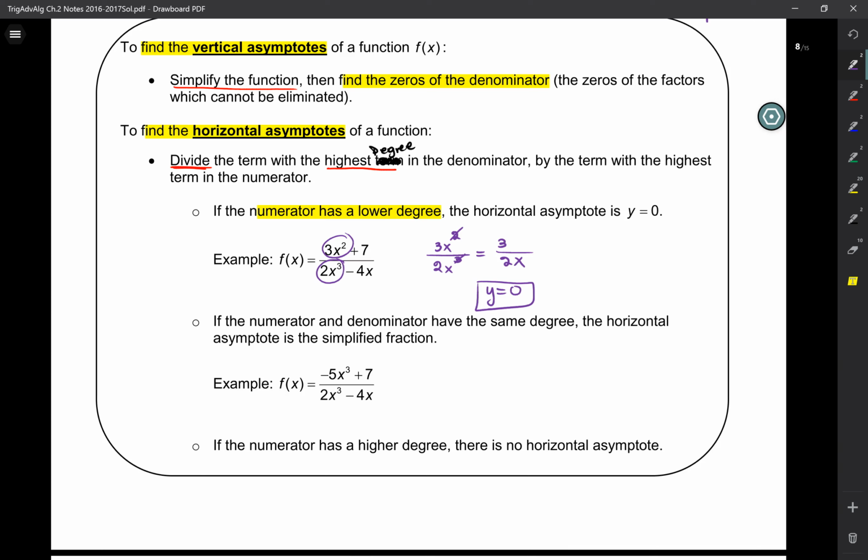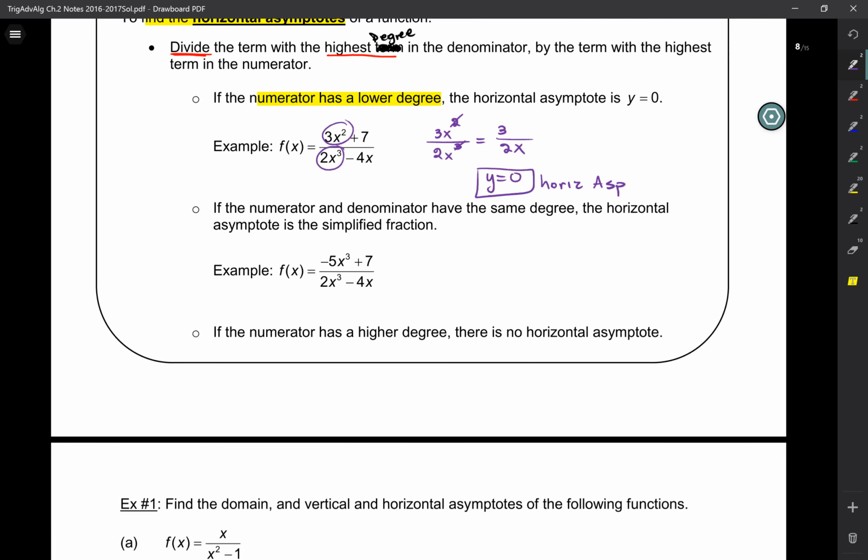The horizontal asymptote is y equals 0. Where did the -4 go? Well, you ignore those when you're looking at asymptotes. You only look at the terms that have the highest degrees. Yes. If there is an x in the denominator but not on top, then it's y equals 0.